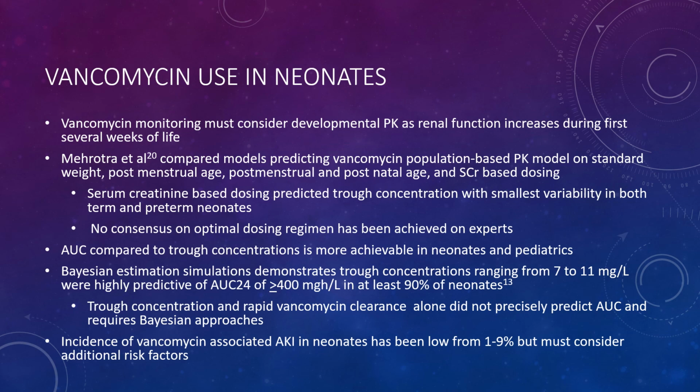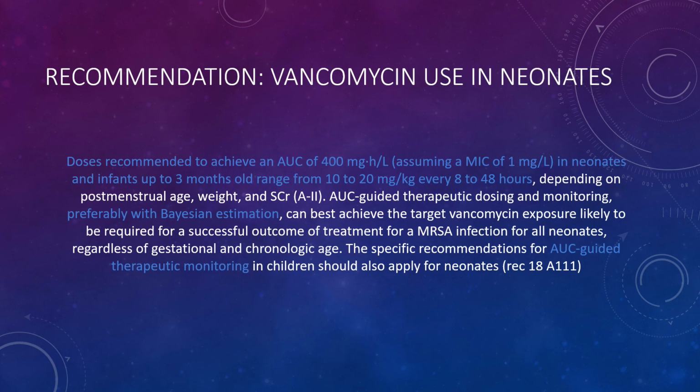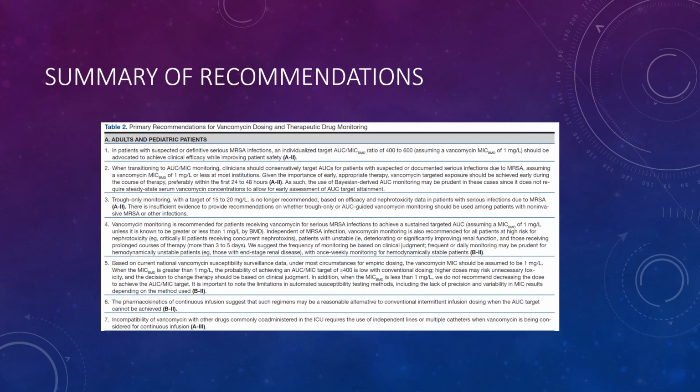A Bayesian estimation simulation demonstrated that trough concentrations ranging from 7 to 11 were highly predictive of the AUC goal we're trying to meet of greater than or equal to 400. So that's good, showing that the trough level can be a little bit lower. Vancomycin-associated AKI is also pretty low in the neonatal population. This leads to the dose recommendation for neonates of 10 to 20 mg per kg every 8 to 48 hours for those up to 3 months. And you want to make sure you're getting an AUC of 400 using Bayesian estimation and AUC-guided therapy monitoring. And here's a summary of the recommendations.